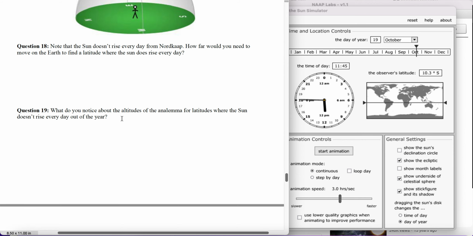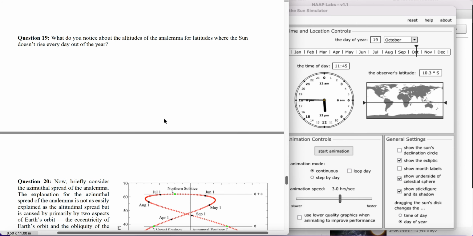Then question 19, what do you notice about the altitudes of the analemma for latitudes where the sun doesn't rise every day of the year? Well, I already kind of gave that away when I talked about the extreme latitudes and what happens to the analemma relative to the horizon. So that's what question 19 is asking about.